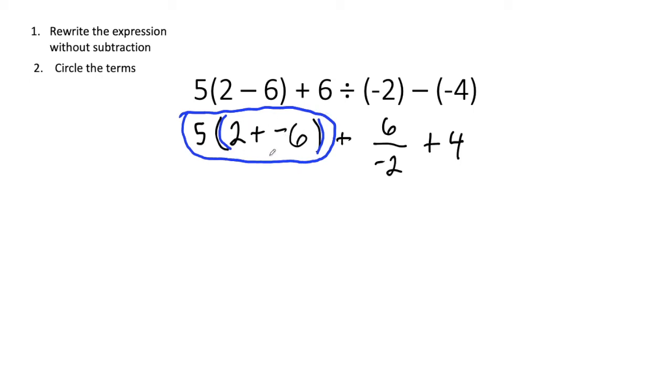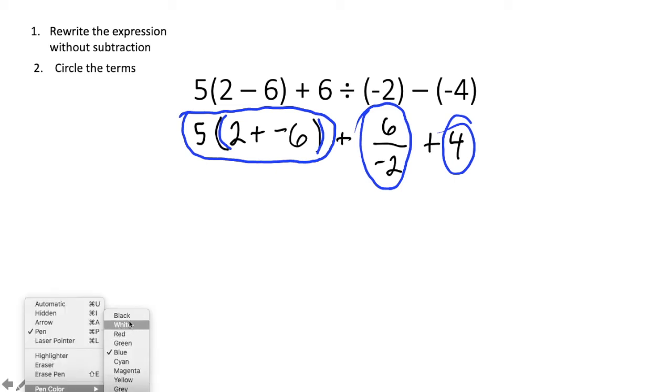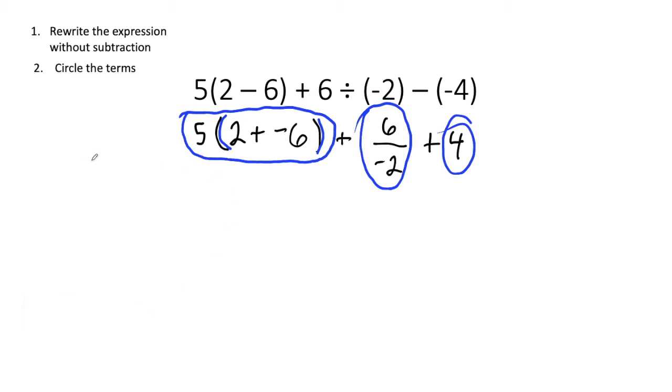All right. So then after the plus sign, we've got 6 divided by negative 2. That is a term. And then after that plus sign, 4. So we have 3 terms in this expression. And our next step is to simplify our terms. So 3 terms to simplify. That first term is going to take us a couple of steps because it's got a lot going on.